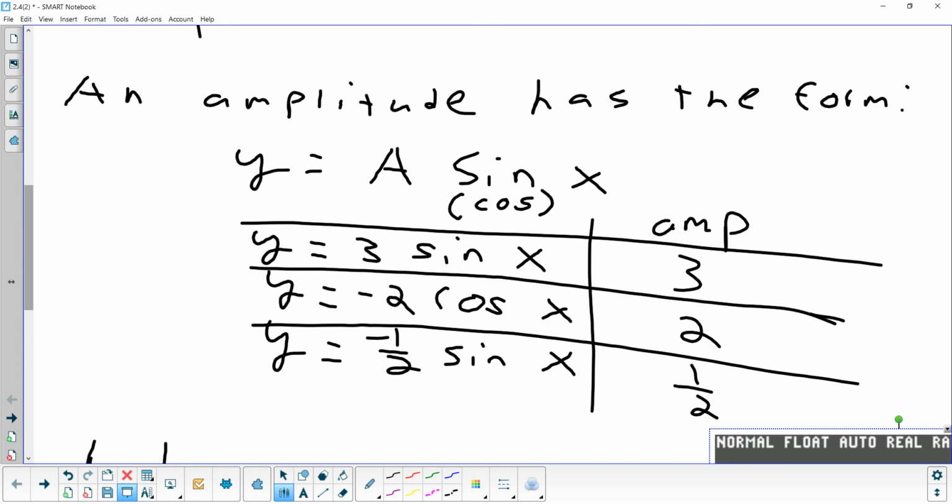What's the amplitude now? Same thing. That negative doesn't have an effect on the amplitude. It does have an effect on the graph when we sketch it. We'll talk about what that is.